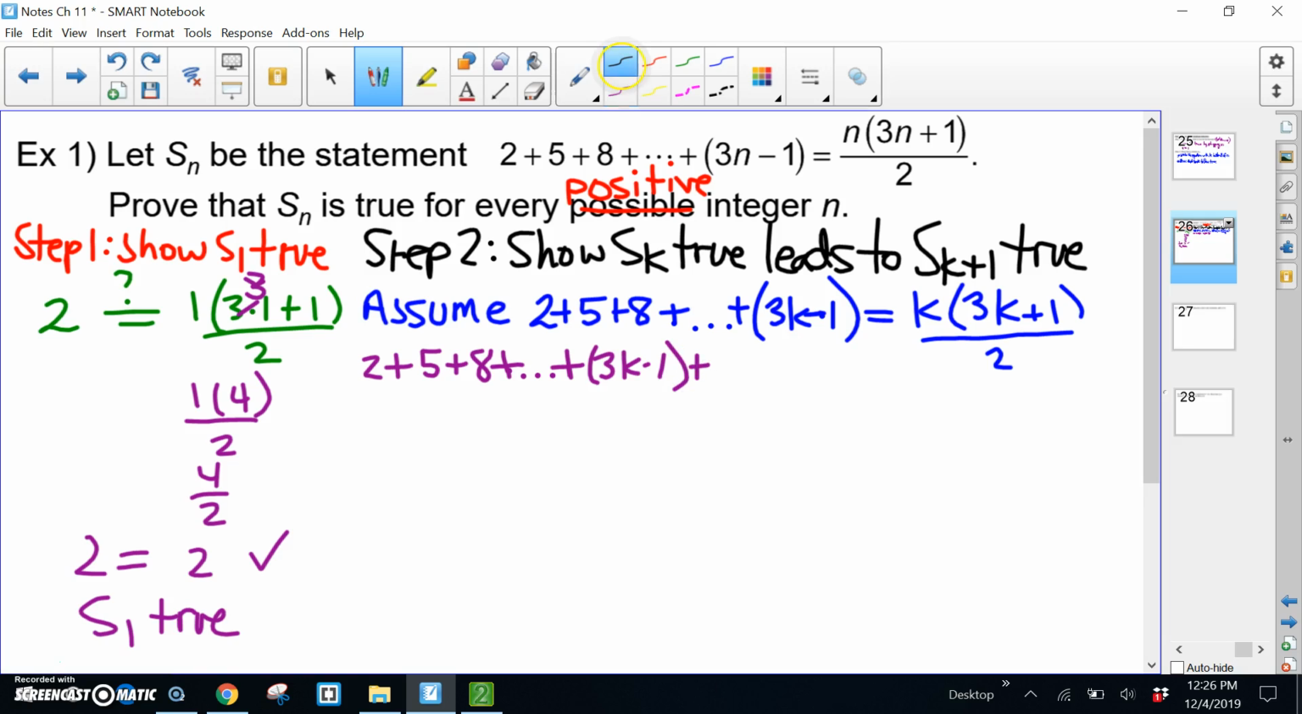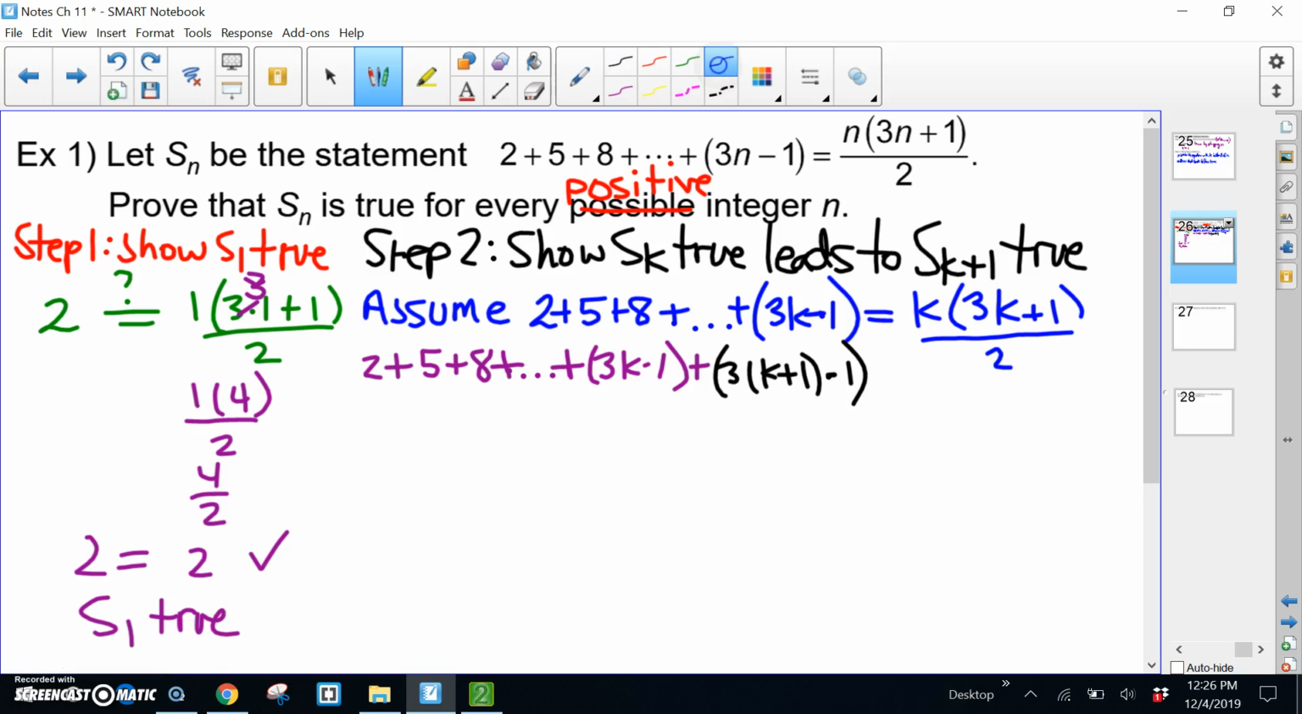And so the next term is going to be 3 times k plus 1 minus 1. Essentially, all I did was I took that k and made it a k plus 1. That's going to be my next term. 3 times the next thing minus 1. Every single one of those. 3 times the next thing minus 1.